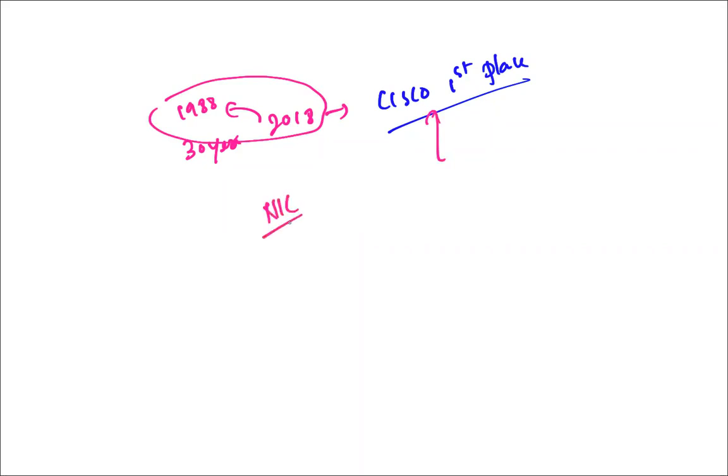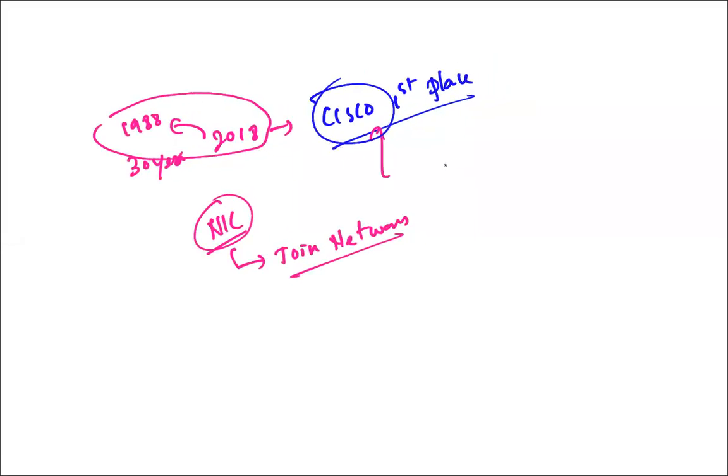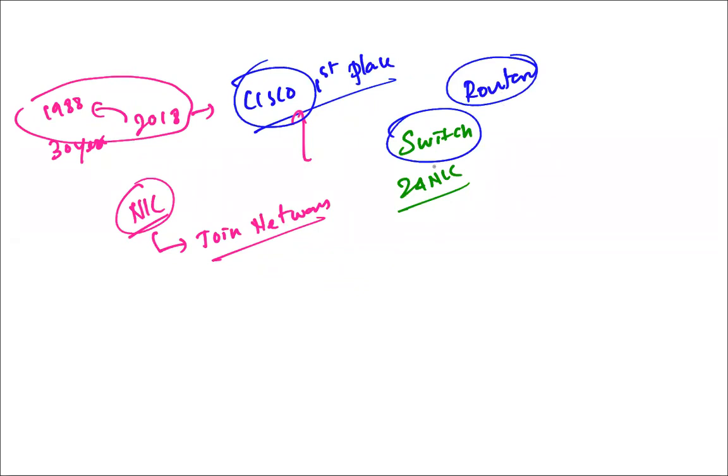Because what is a NIC? It's a network interface card. Why do you need a network interface card? To join a network, correct? And Cisco is a big networking company. Why do they need this many counts? Because if you have a 24 port switch, it is 24 NICs, correct? Cisco's major products are switches, routers, firewalls. These networking devices also need a network interface card. Since Cisco is very dominant in the networking industry, that is why they have got this many counts.